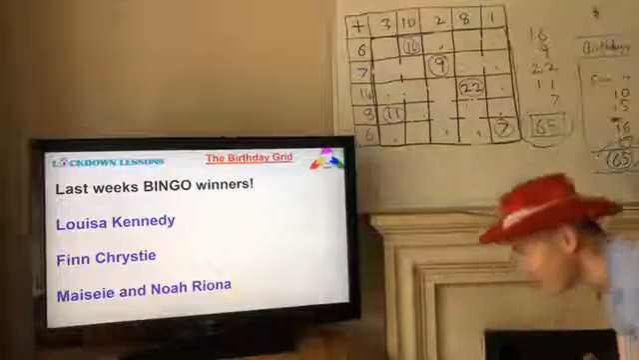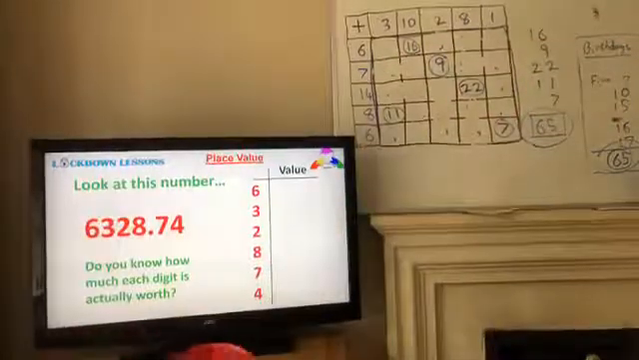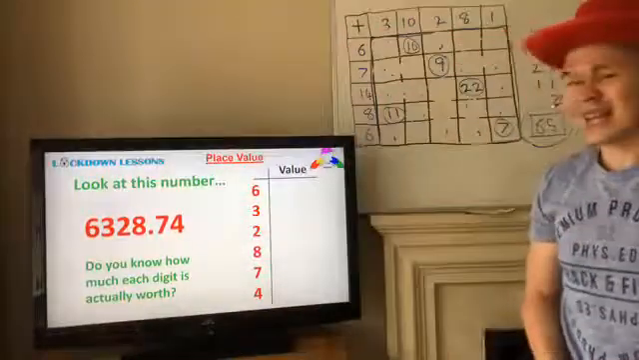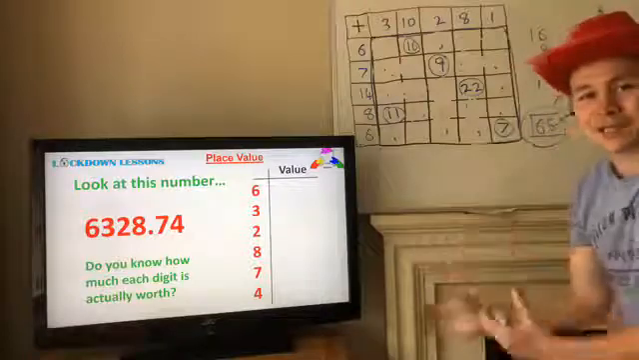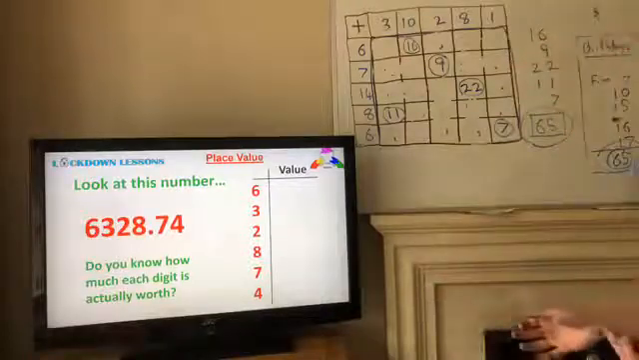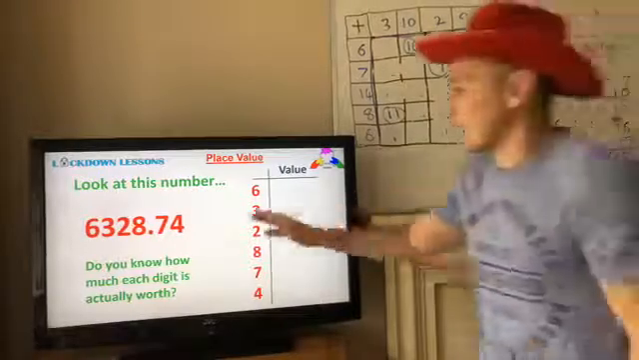Anyway, moving on to the main part of the lesson. This is all about our numbers, how they work. We're going to get into some decimals, we're going to do some puzzles as well, and then we'll play bingo at the end. So, we've got here a number.